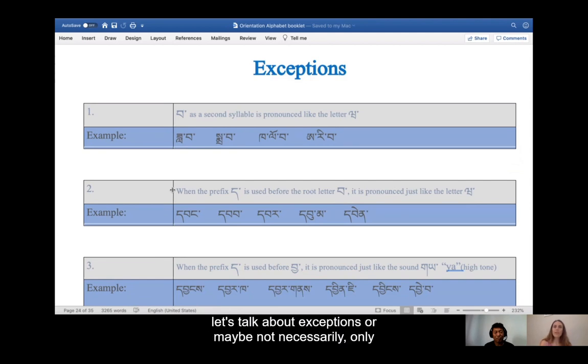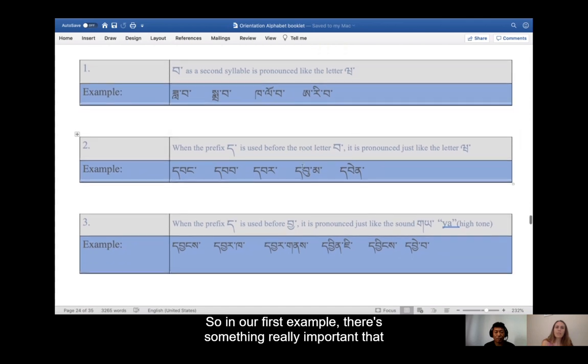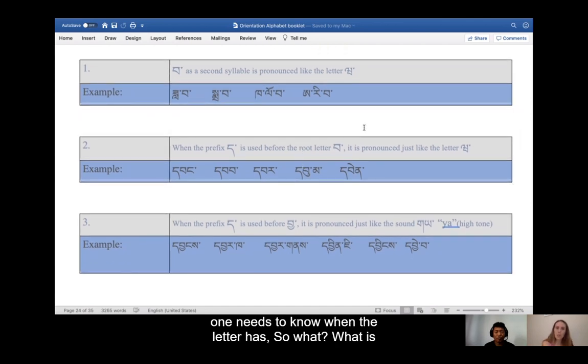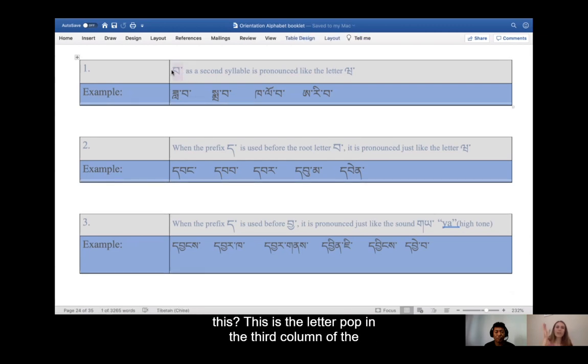Now, let's talk about exceptions, or maybe not necessarily only exceptions, but certain specific cases in which certain letters that you have already learned might be voiced or sound a little bit differently, depending on the position in which they are in what syllable of the word and preceded by what. So this is what we're going to walk you through now. In our first example, there's something really important that one needs to know. When the letter pa, this is the letter pa in the 3rd column of the alphabet. Remember, it's a low tone and it's an aspirated letter.